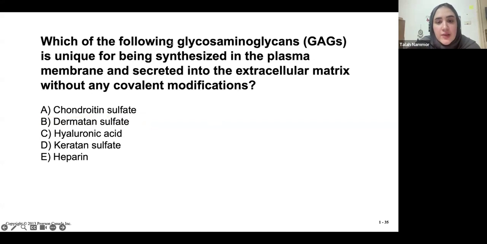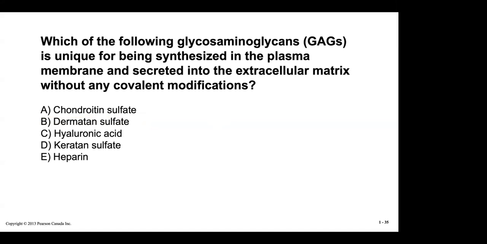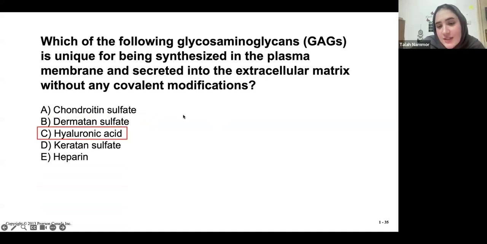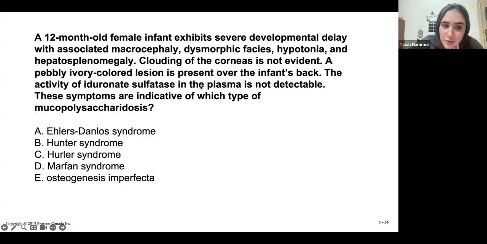Which of the following glycosaminoglycans is unique for being synthesized in the plasma membrane and secreted into the extracellular matrix without any covalent modifications? So we don't add anything. C. Does everyone agree? Do you think it's hyaluronic acid? C, because it's the only one that does not have any covalent modifications. Exactly, it's unsulfated. So hyaluronic acid is the only one that doesn't have any covalent modifications after it's made.